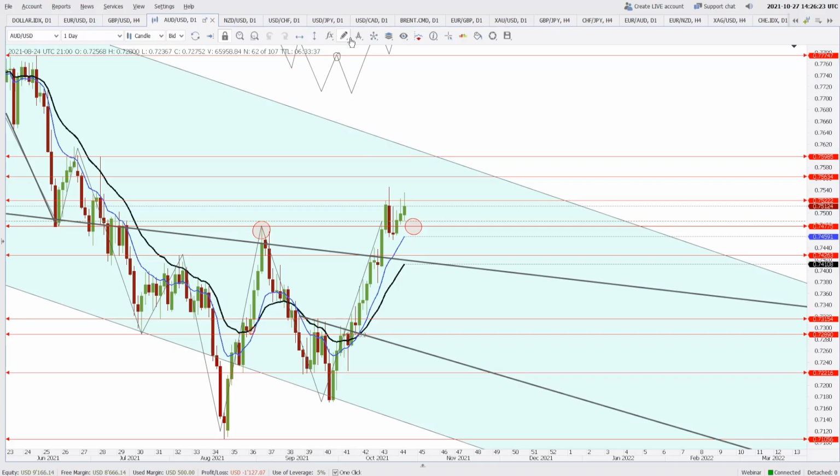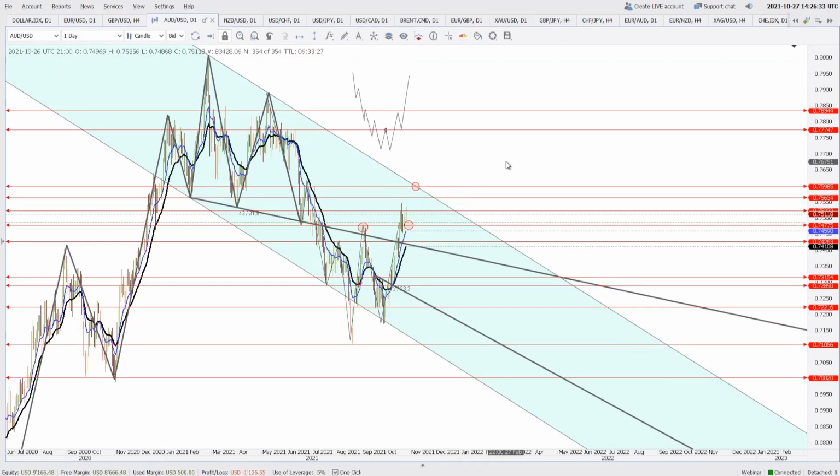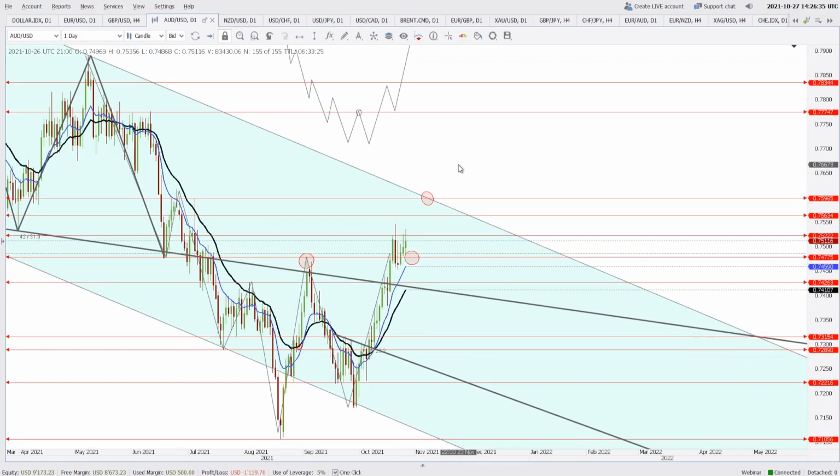Why do I say this huge? Because it is also a confluence of two resistances. One is the previous time's highs, one is this falling channel's resistance line. So before the price goes here, I would like to unload my positions if I have opened any positions here.